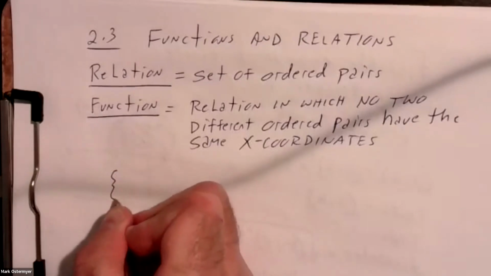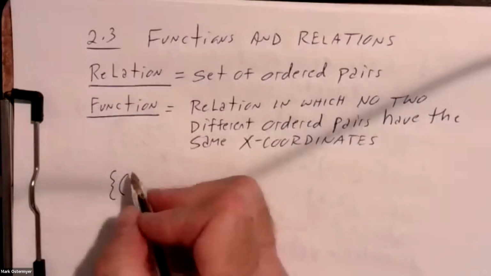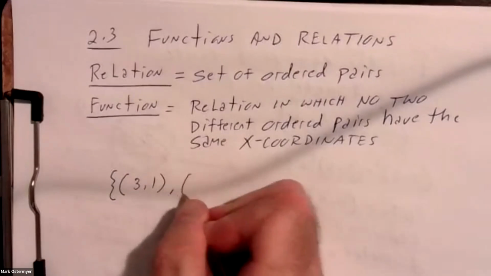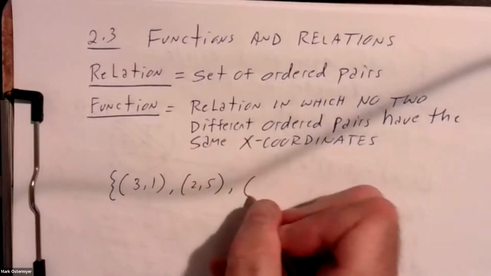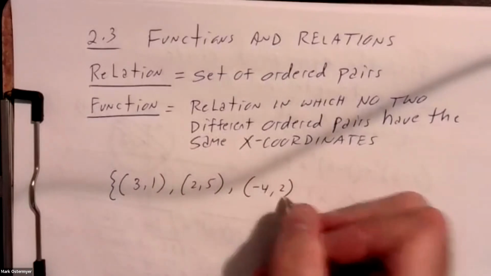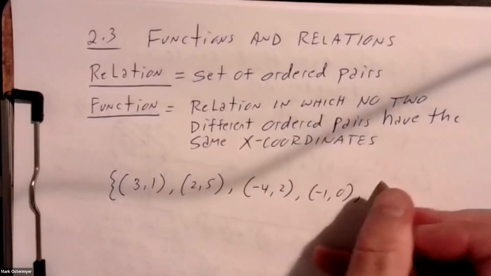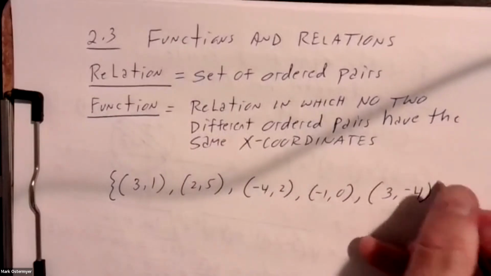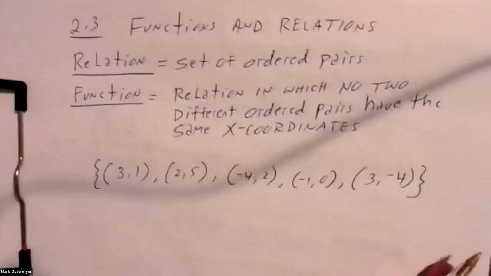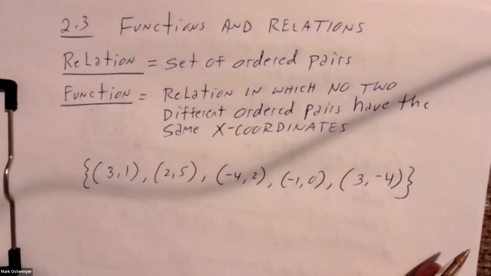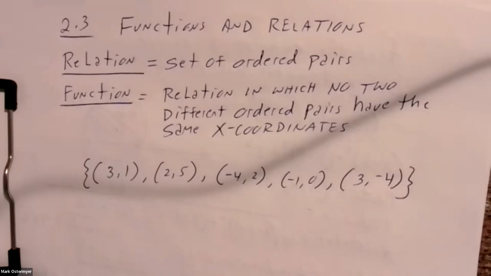All right, let's look at this set of ordered pairs here. This is called an open brace. 3, 1, 2, 5, negative 4, 2, negative 1, 0, and 3, negative 4. This is obviously a relation because it's a set of ordered pairs. But is it a function? Is this a function? No, okay, you're saying no, it's not. Why not? There are two 3s in the x coordinates.